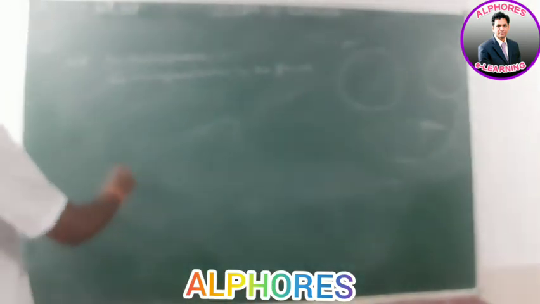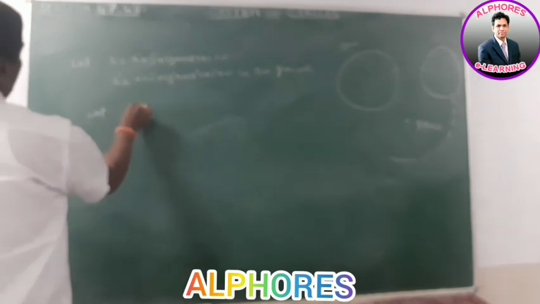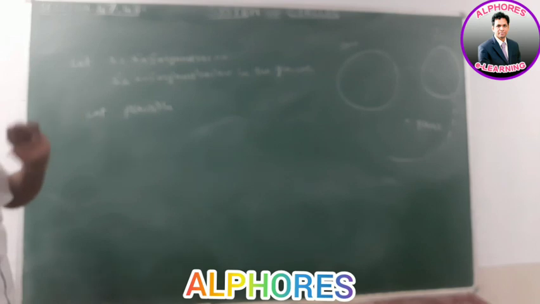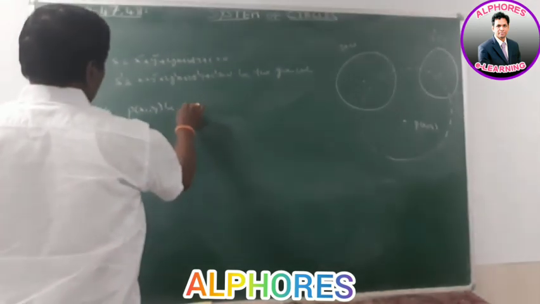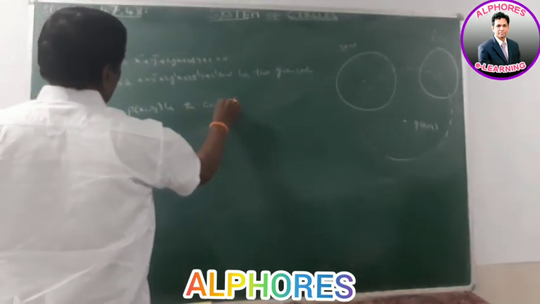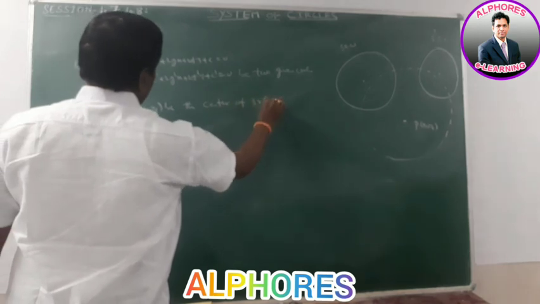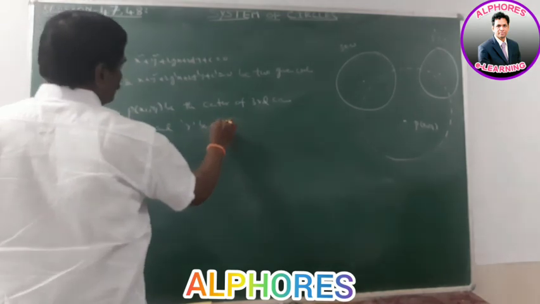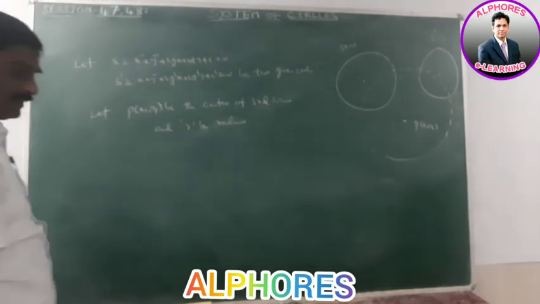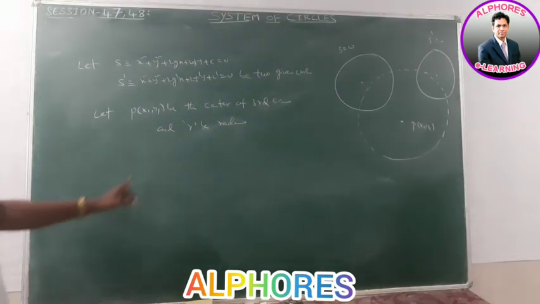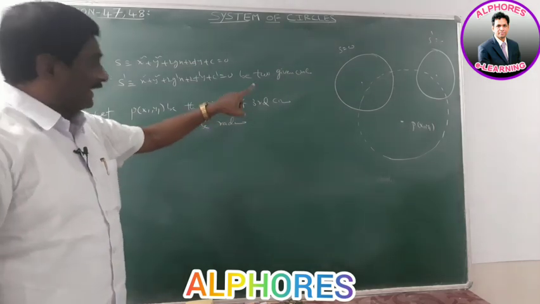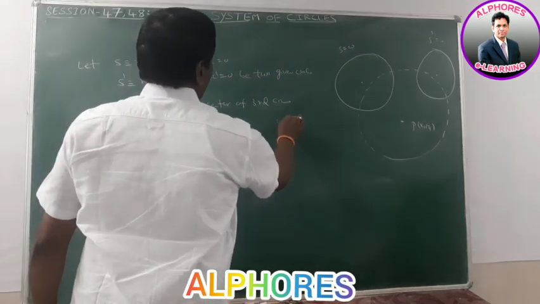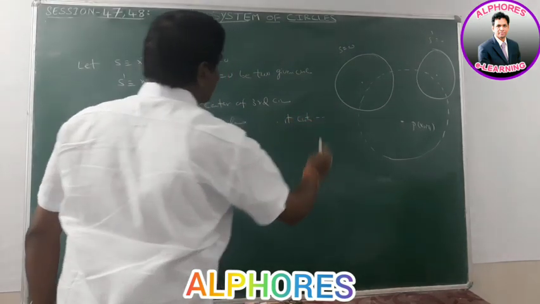Okay. Let P(x1, y1) be the center. Now we find the center locus. So we take P(x1, y1). Let P(x1, y1) be the center of the third circle and r be the radius of this circle. It cuts the given two circles orthogonally.